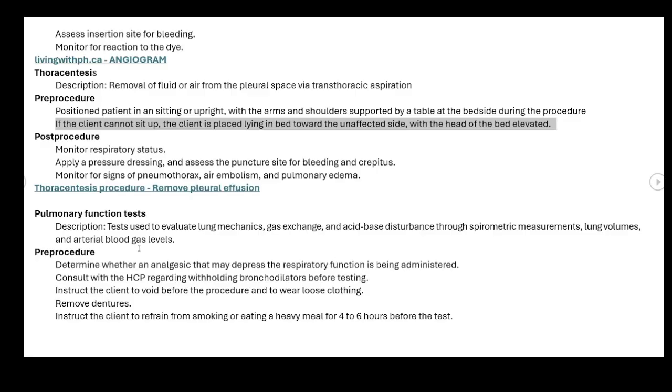All right. So let's look at the pulmonary function test. The pulmonary function test is used to evaluate lung mechanisms, gas exchange, and acid-base disturbances through what we call spirometric measurements, which is the lung volume, and arterial blood gas levels. I'm not going to put too much emphasis on the pulmonary function test because this is not a test that is mostly tested. We don't do that much.